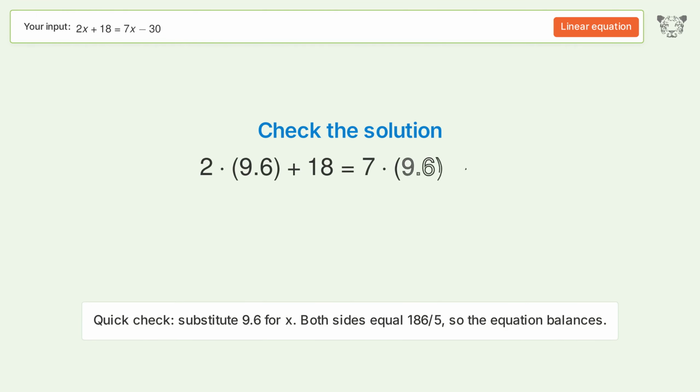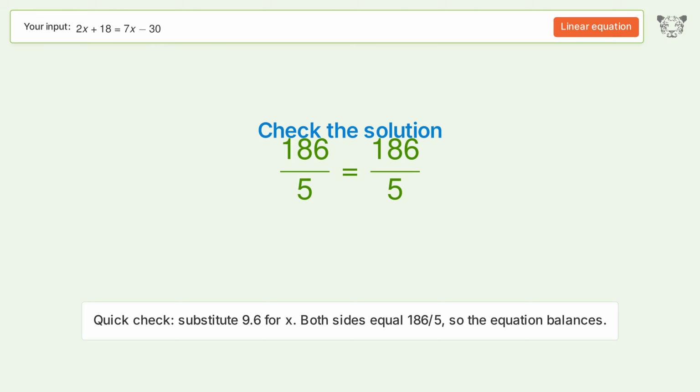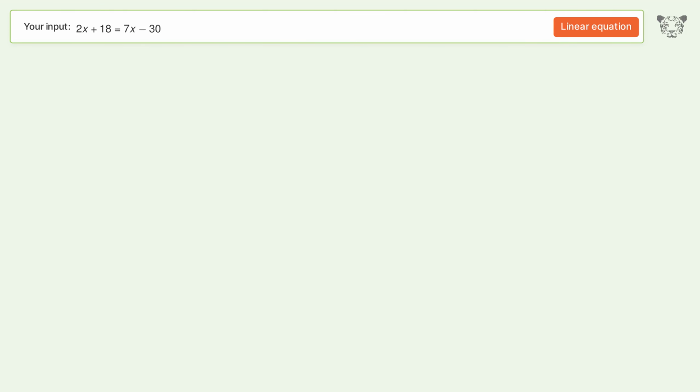Quick check. Substitute 9.6 for x. Both sides equal 186/5, so the equation balances. So, x = 9.6.